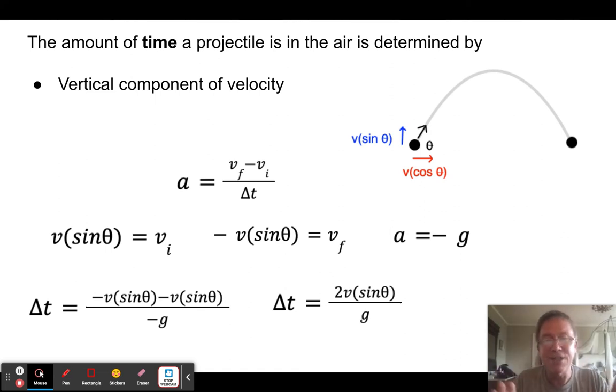So I like to do that because I don't have to worry about all the negative directions here. It's easy to screw that up, but for me, it's really easy to say, like, if you shot up at 35 meters per second, it's going to go up for 3.5. It's going to go down for 3.5. It's in the air for 7 seconds. That's how I approach that.